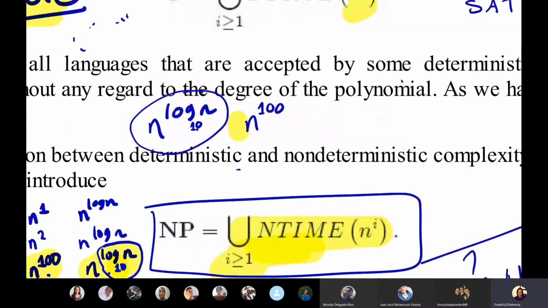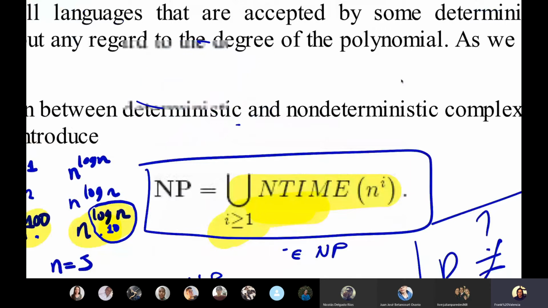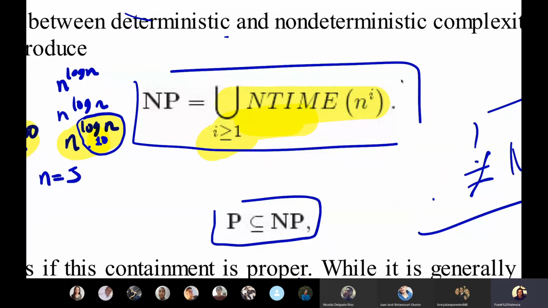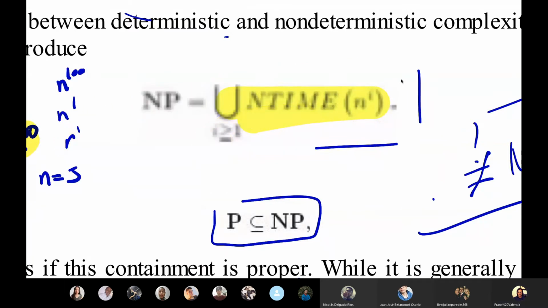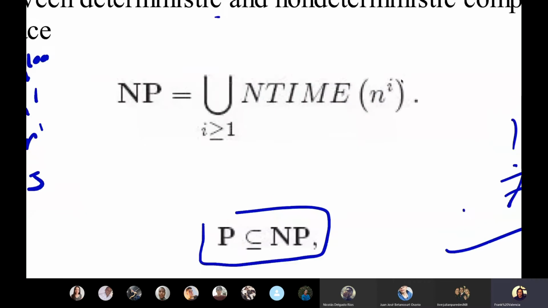And similarly, remove all this garbage here. And this is the all-important class NP, which is all the languages that can be decided in non-deterministic time n to the I, polynomial time. Any questions about this other definition, NP and P?